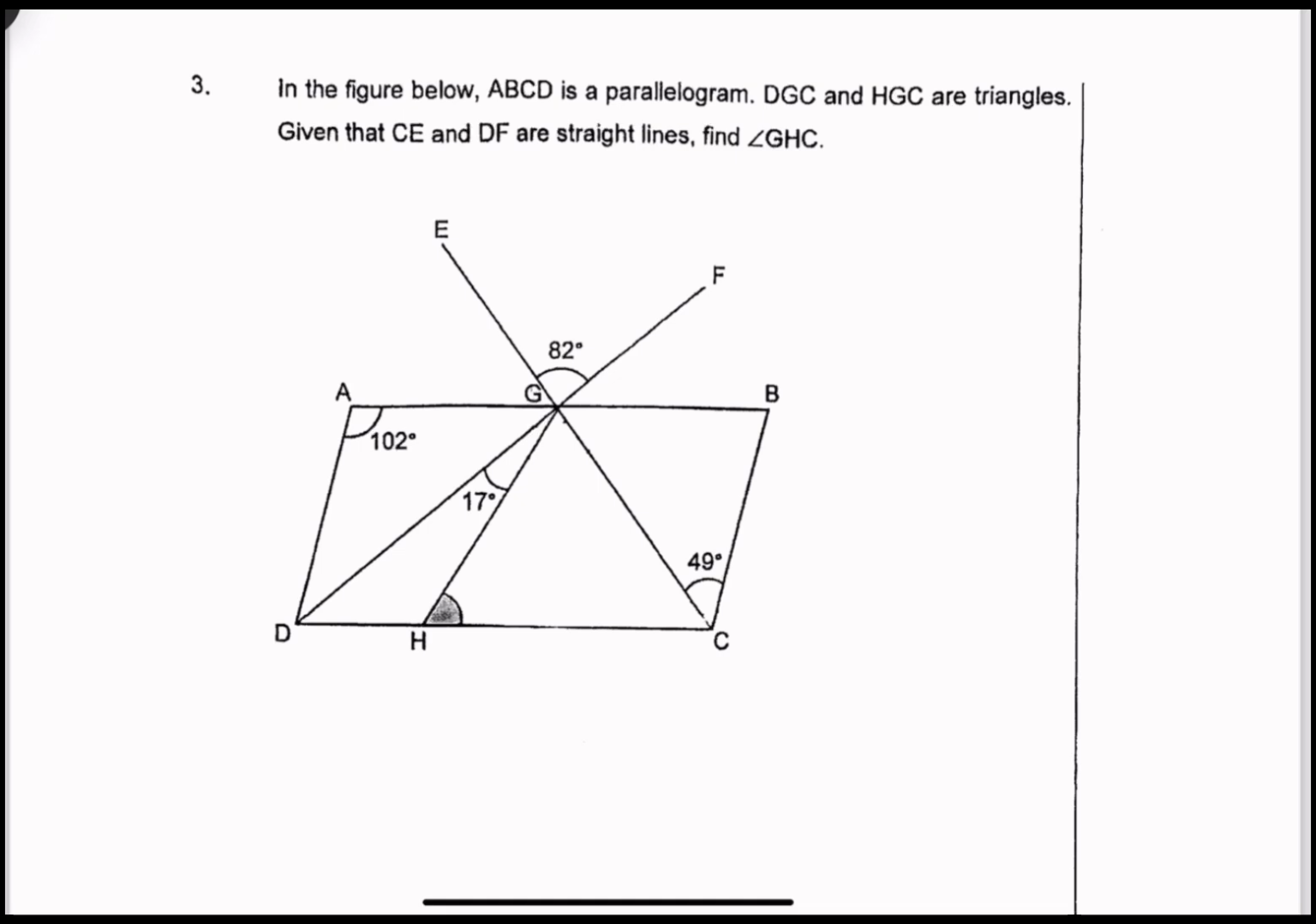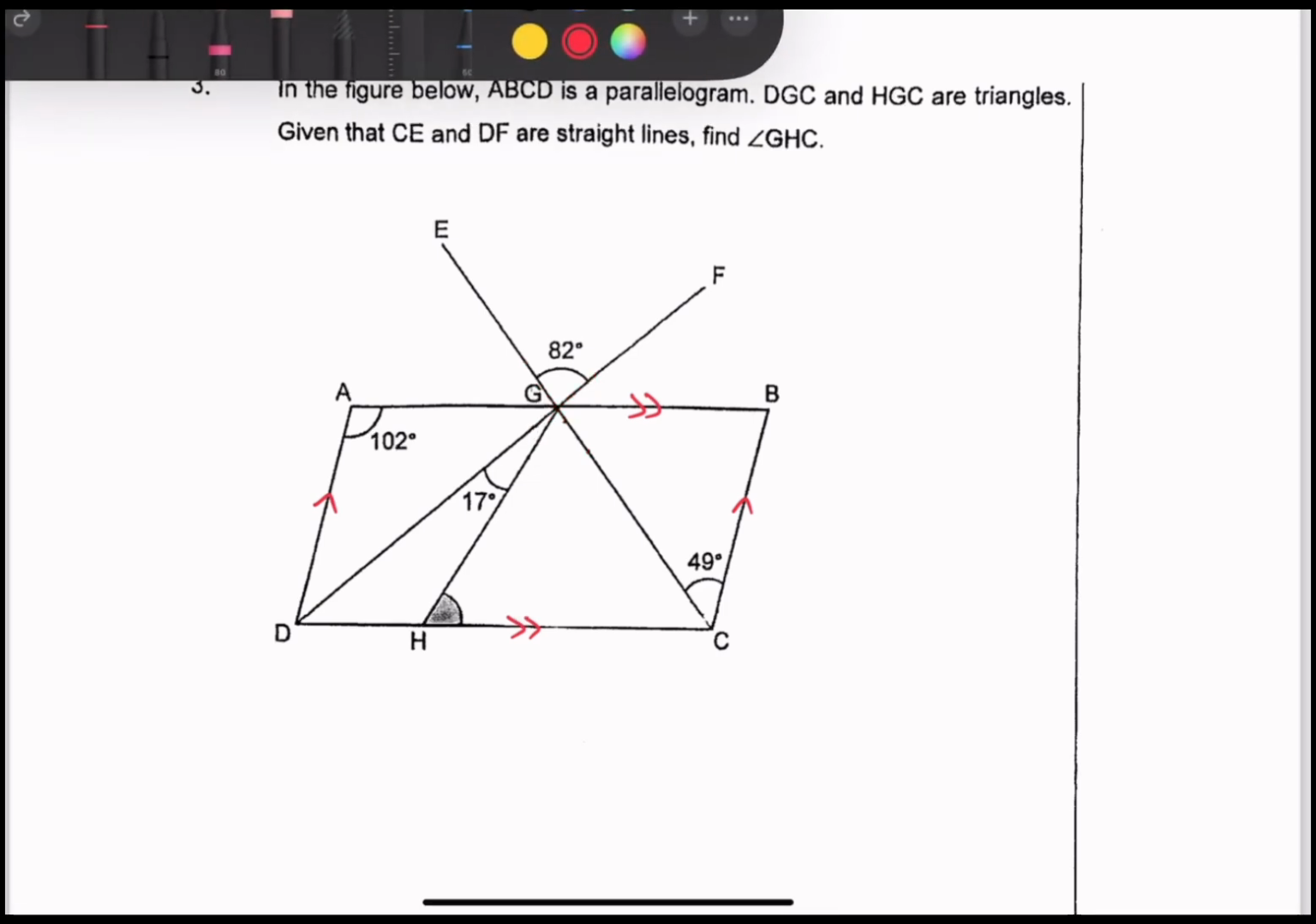Okay, now let's look at the next question, which is angles. In the figure below, ABCD is a parallelogram, DGC and HGC are triangles. Given that CE and DF are straight lines, now we know it's a parallelogram. So what I'll do is draw this line, parallel lines. Visually, it will help. This line here is vertically opposite. There are two straight lines, so you will see a vertically opposite angle of 82. So if this is 82, this is 82 minus 17, which will give you 65.